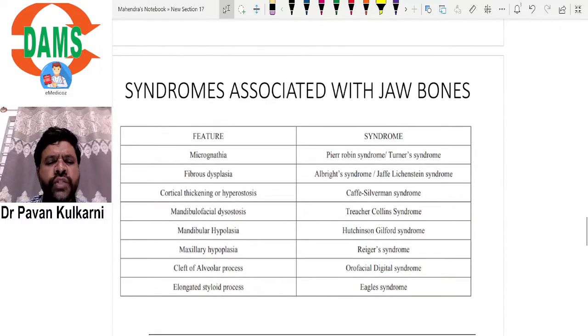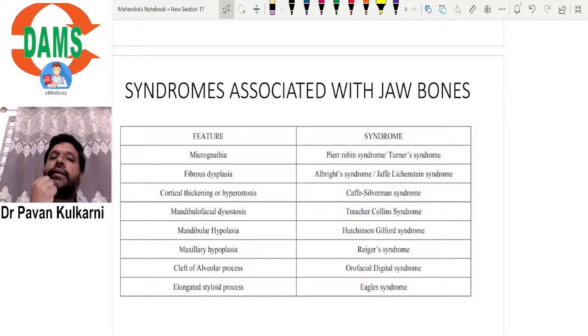What are the syndromes associated with the jawbones? Mainly the important one here is micrognathia, a small bone. Where do you see it? All of us know Pierre Robin syndrome, where basically the mandible will be small. Fibrous dysplasia is associated with syndromes called Jaffe and Albright syndrome. Where do you see cortical thickening or hyperostosis? Basically the cortex is thick, called Caffey-Silverman syndrome.